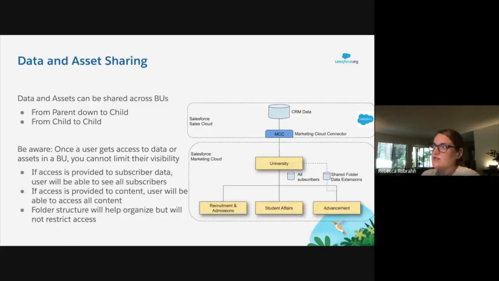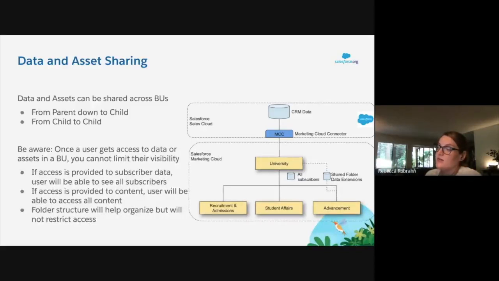Same thing with assets. You have the ability to create and manage assets in various business units and create a structure in which you share that information down. Again, as previously mentioned, as an example on the right of the screen, the university can have and manage and control all subscriber information, all types of information from the CRM, and divvy up and filter various points of data for each child business unit or division or department based on that specific child business unit's needs.